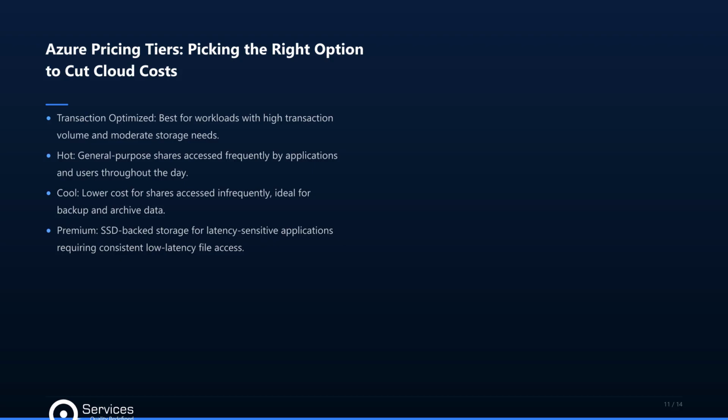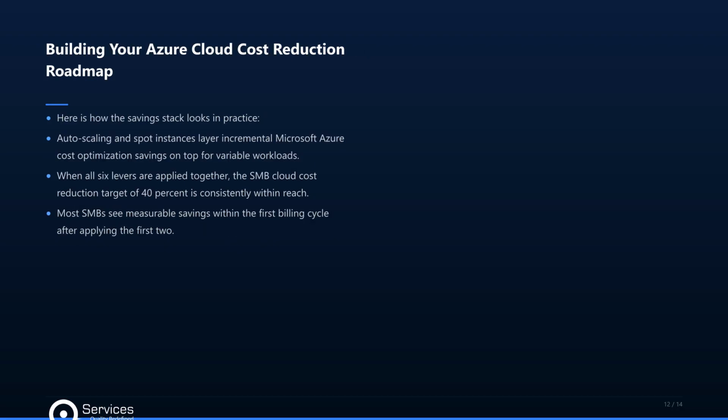Azure Lifecycle Management policies automate tier transitions based on last access timestamps, removing the need for manual intervention and making the savings ongoing. For a detailed breakdown of tier selection across all major Azure storage services, see our tier-by-tier Azure Cloud Cost Optimization Guide. Building your Azure Cloud Cost Reduction Roadmap.